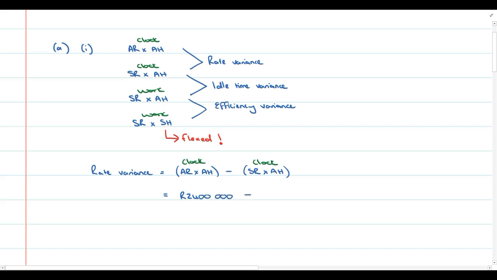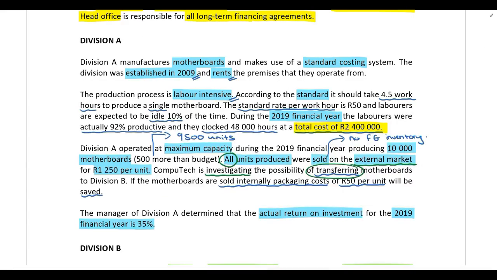All right, then we need the standard rate per clock hour. Now, you have not been given the standard rate per clock hour. You've only been given the standard rate per work hour. The standard rate per work hour is 50 Rand, and labourers are expected to be idle 10% of the time. Now, using that information, it is possible to calculate the standard rate per clock hour. So that's going to be the first calculation that we are going to look at.